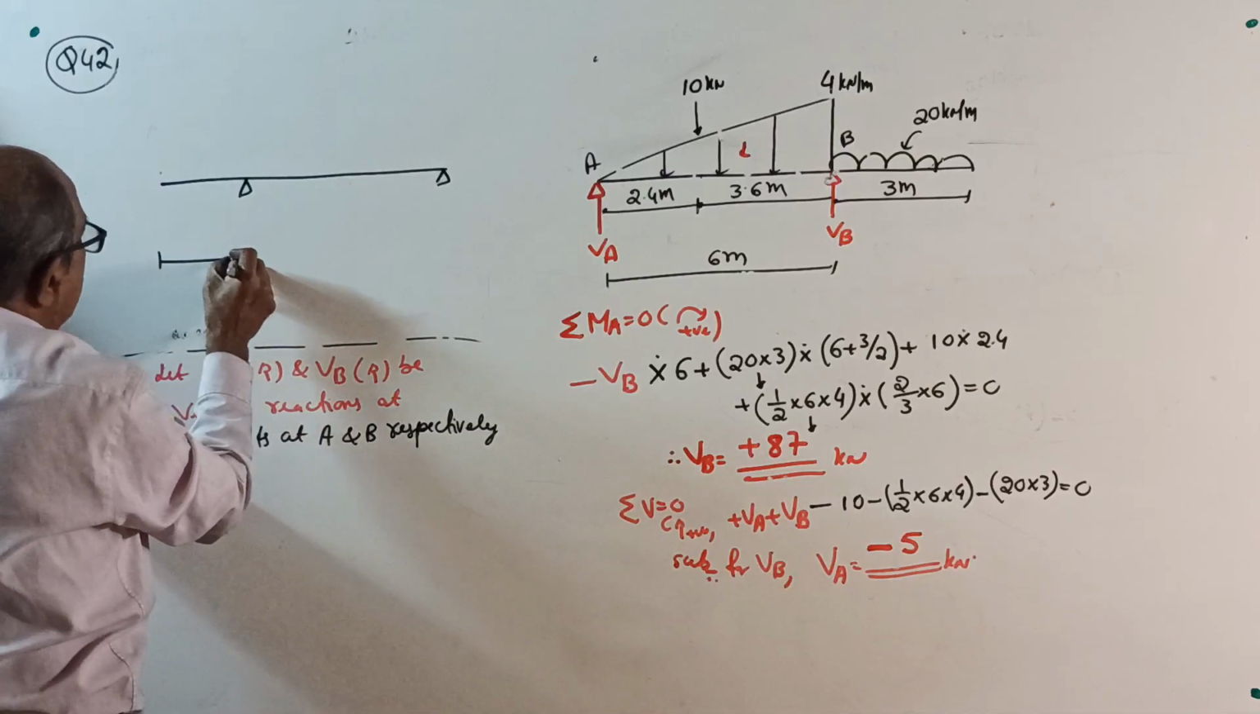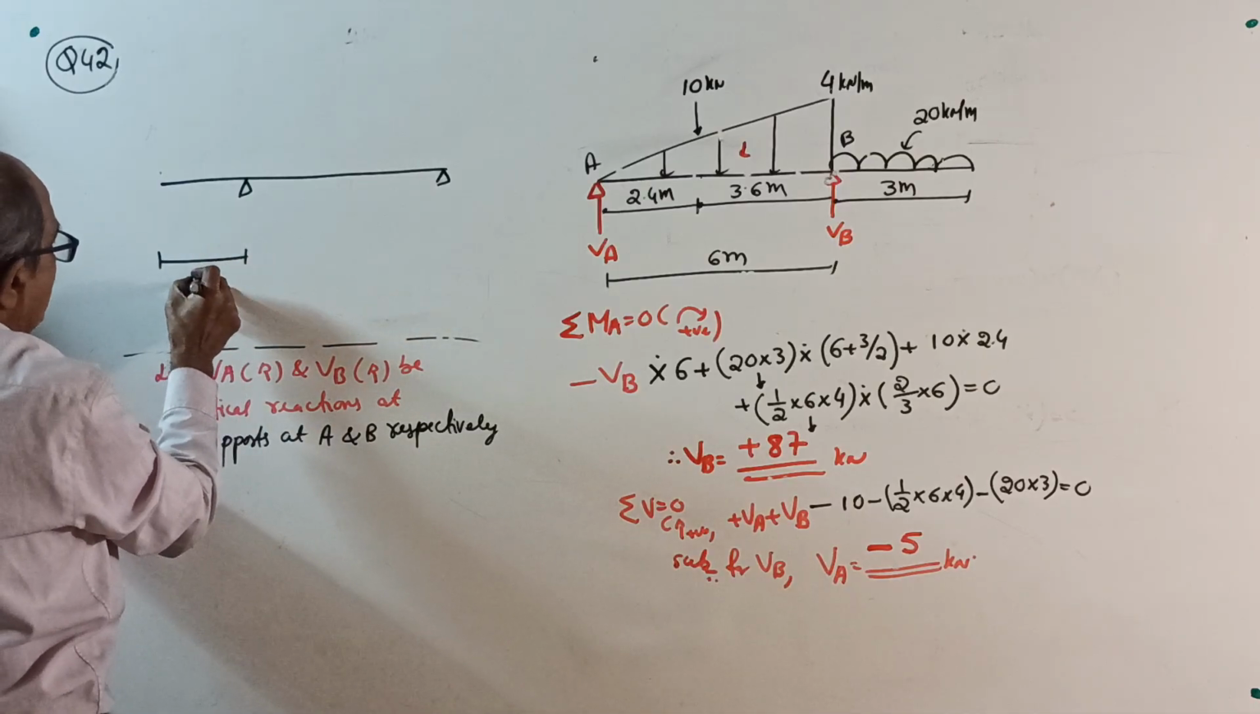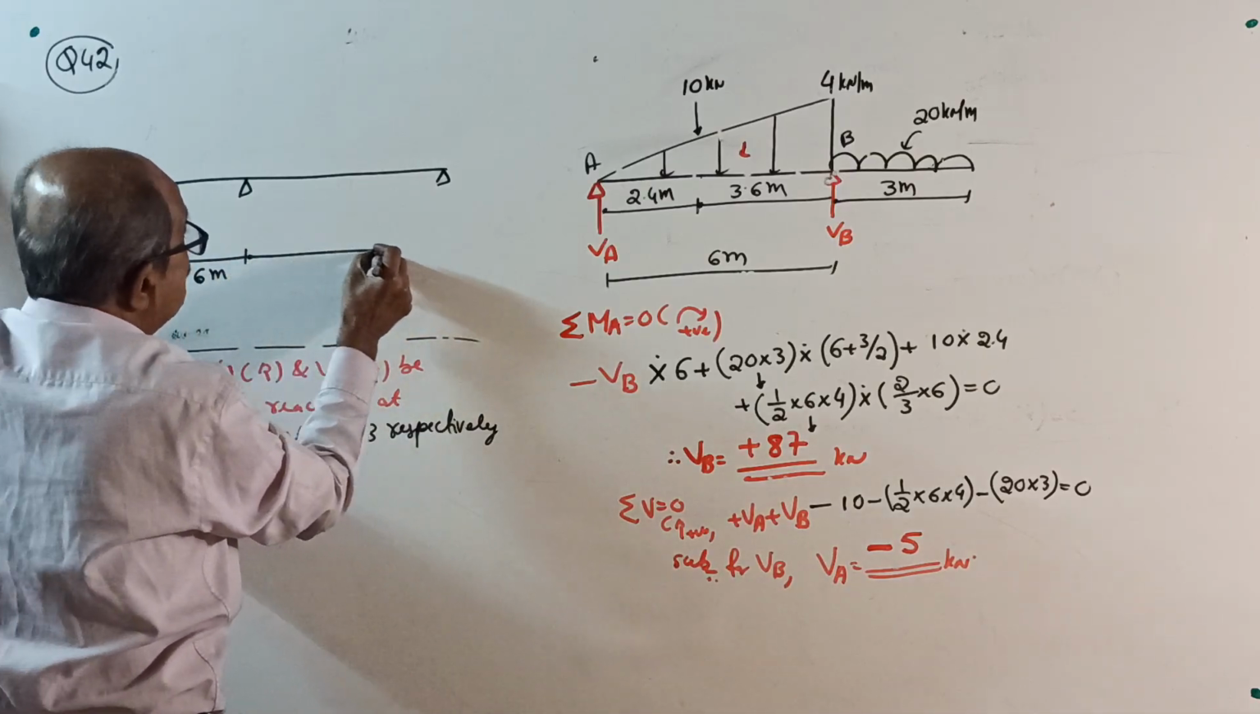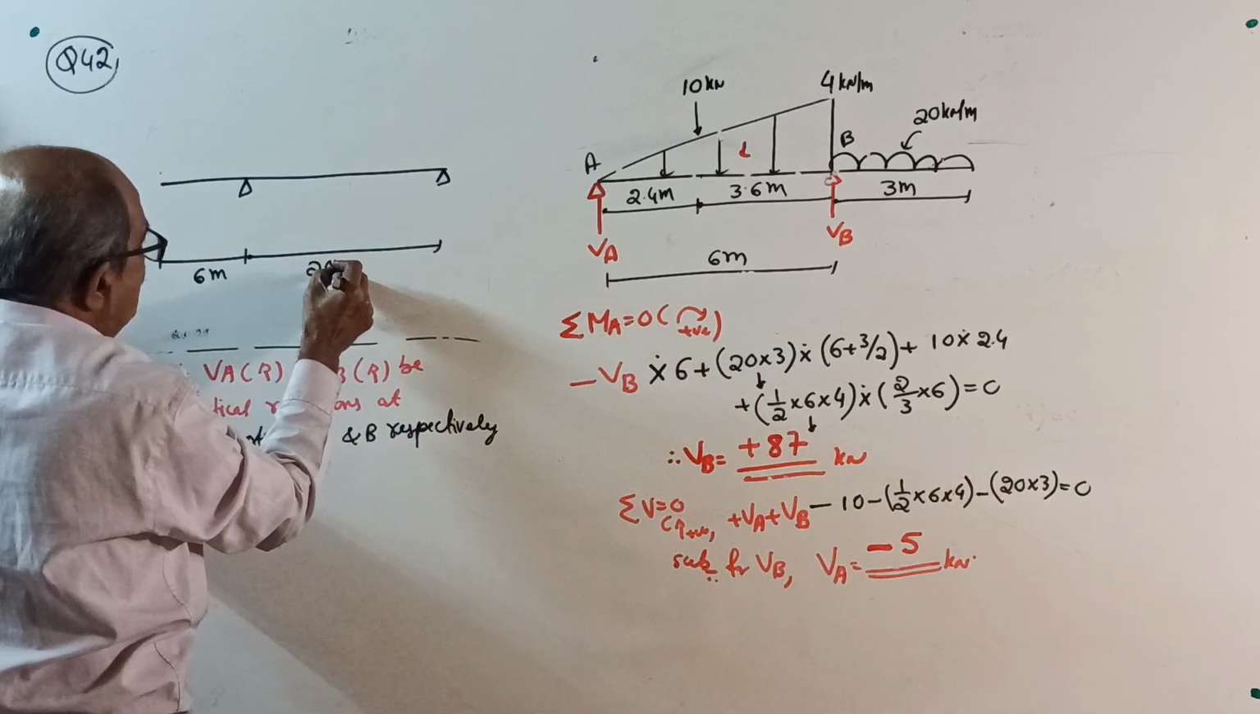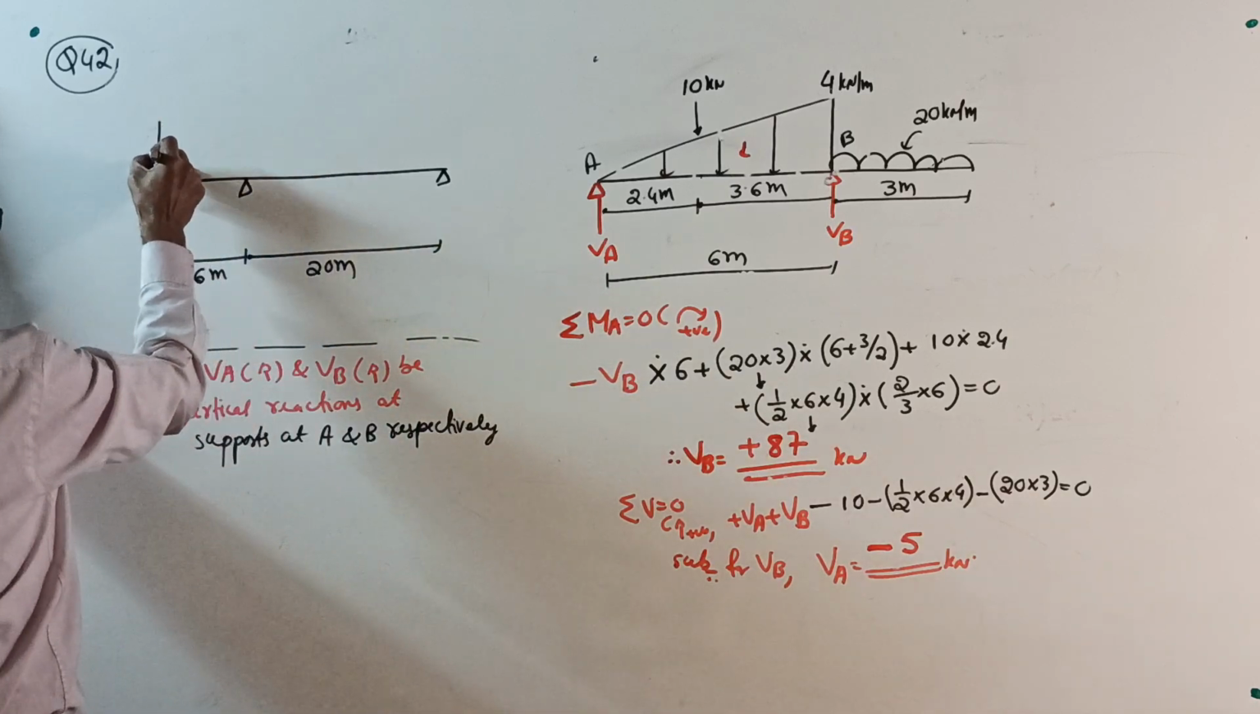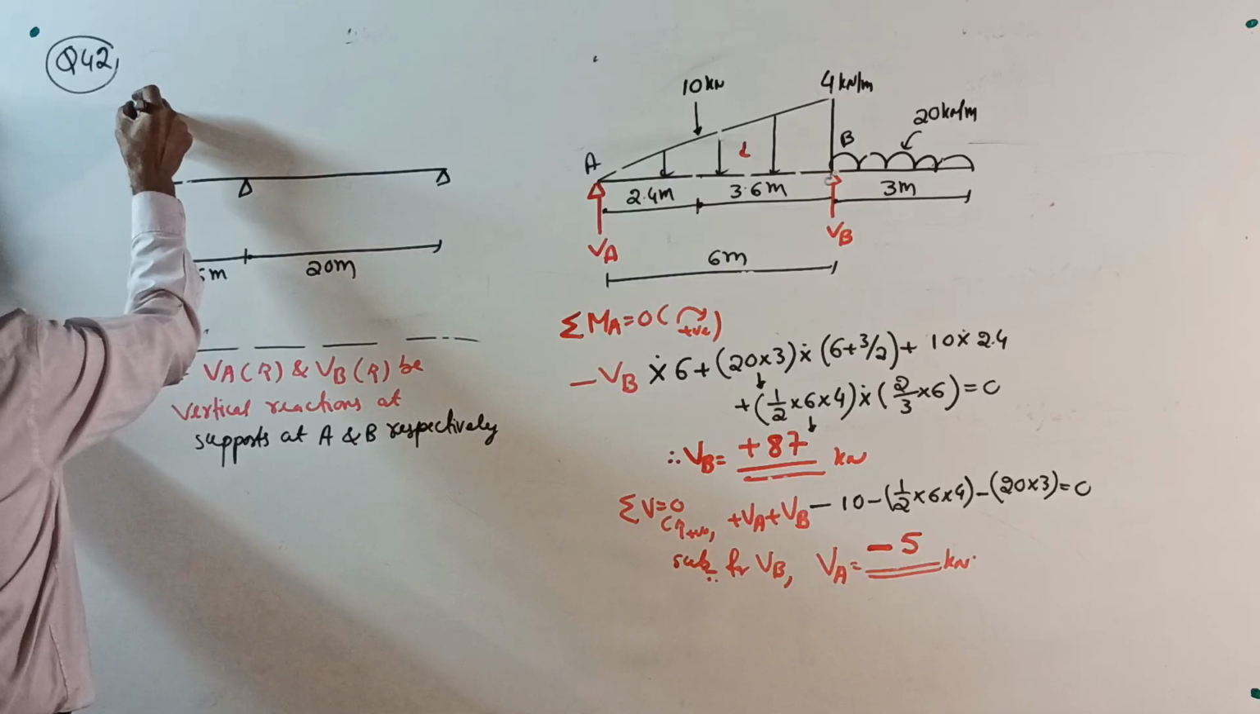Okay, this is, I'll put length of 6 meter, little bigger. This is 20 meter. Okay, no problem. I'll put a heavy point load here. 100 kilonewton.